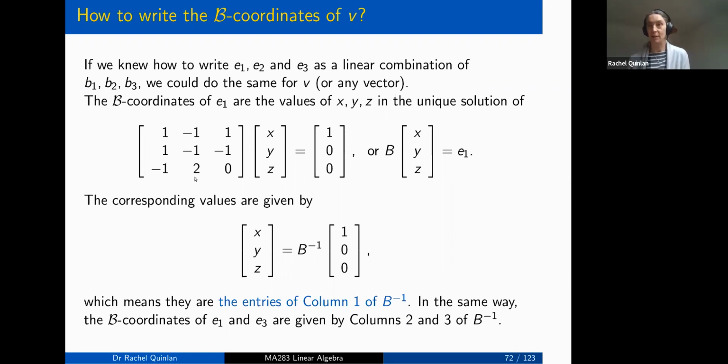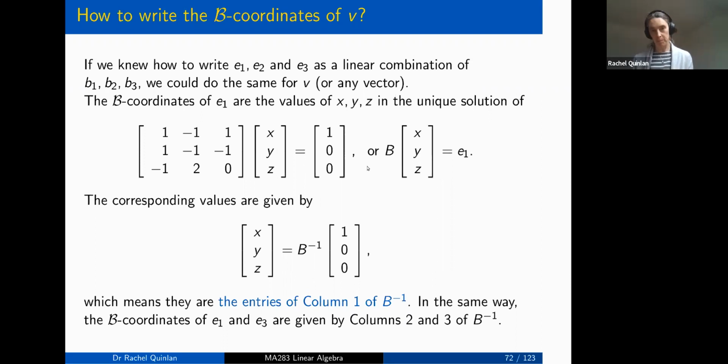And we can write this as a linear system of equations whose coefficient matrix has the elements of the basis B as its columns. So this is essentially the system of equations that we need to solve. And there are a couple of ways to think about it.